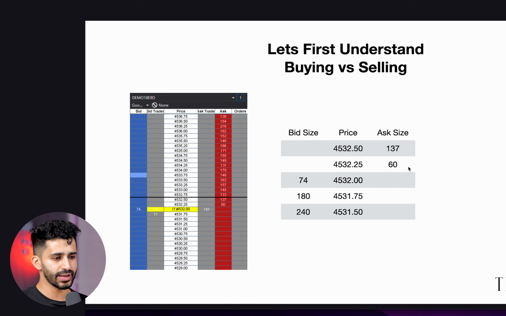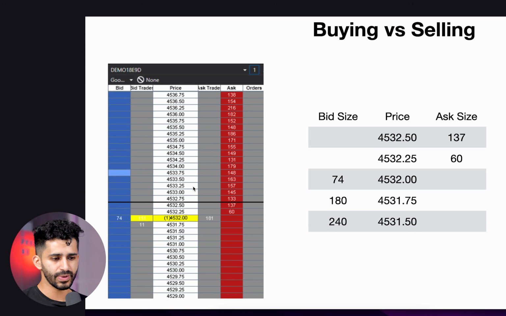Now, here is what we have to do first. First, we have to understand buying versus selling. How do we understand what is aggressive buying? How do we understand what is aggressive selling? Okay, so here is a depth of market. What this is basically showing us is every order that is on the bid and every order that is on the ask. Now, this one for some reason isn't showing everything. I didn't take the right screenshot, but in simple terms, it's showing us this. These are all the prices.